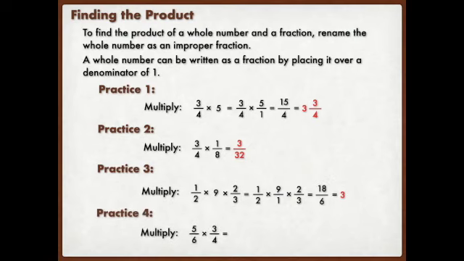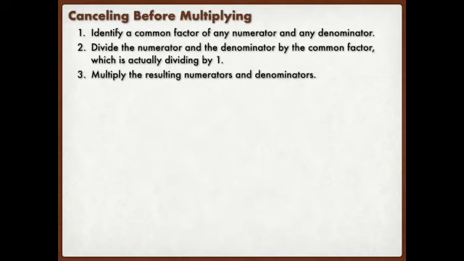Okay, here's another practice. 5 times 3, 15. 6 times 4 is 24. 15/24. There we go. Pretty easy. Now I do want to identify a common factor of any numerator and denominator. So if I can simplify, I can do some canceling.